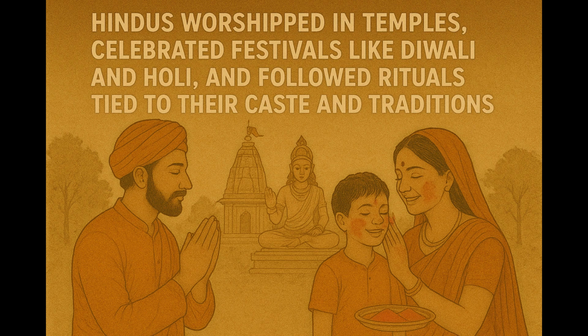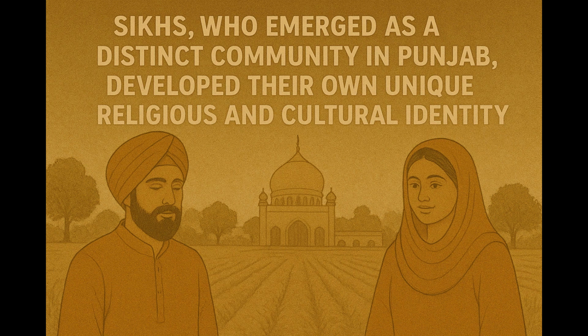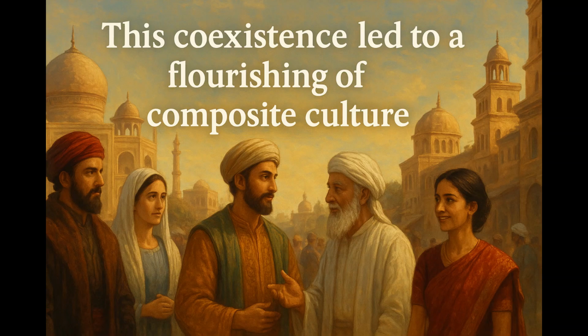Hindus worshipped in temples, celebrated festivals like Diwali and Holi, and followed rituals tied to their caste and traditions. Muslims built magnificent mosques, studied in madrasas, and celebrated Eid, Muharram, and other Islamic occasions. Sikhs, who emerged as a distinct community in Punjab, developed their own unique religious and cultural identity. This coexistence led to a flourishing of composite culture.